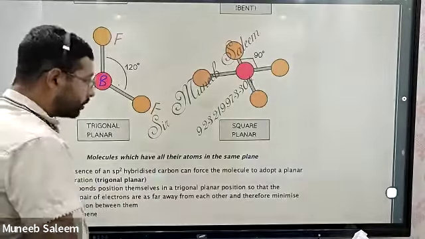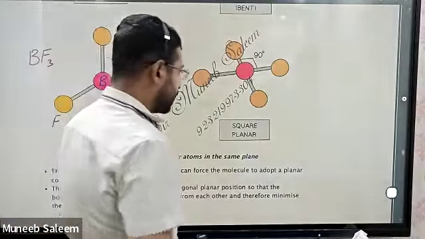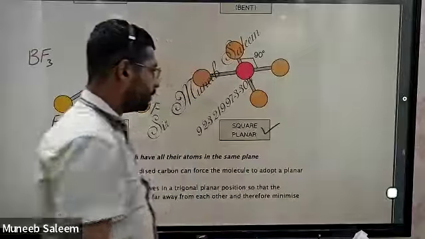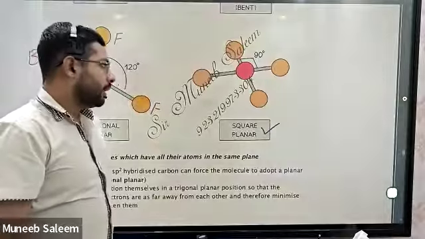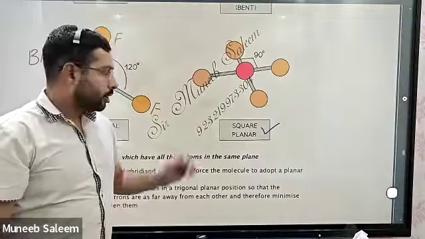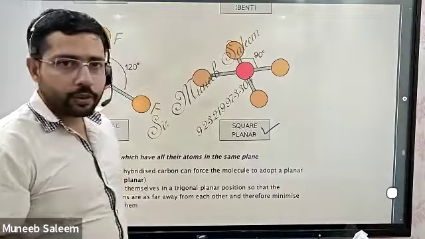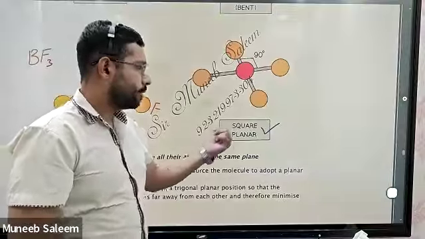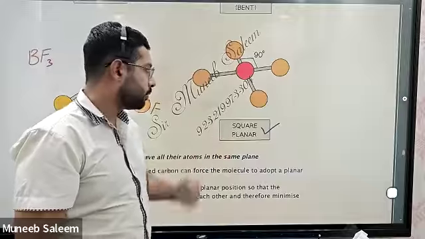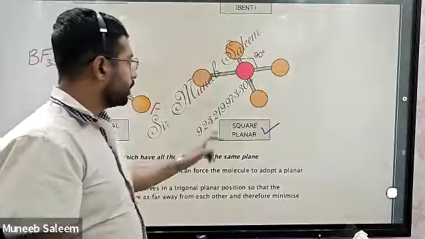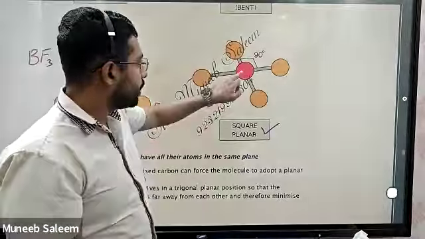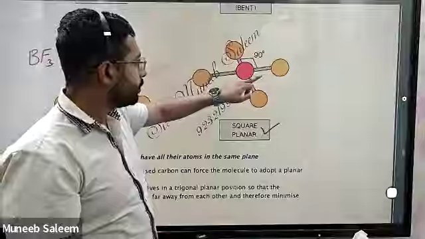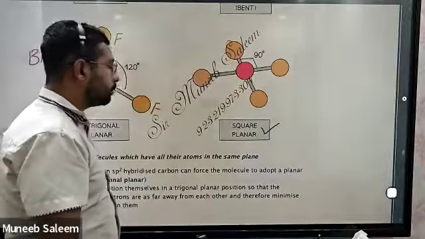And the last molecule, the name is already suggested here, square planar. The examples of such molecules are not present in the AS syllabus, but however, we have to understand the shape of such a molecule. It has a central atom bonded with four atoms, but all of them are present in a single plane.